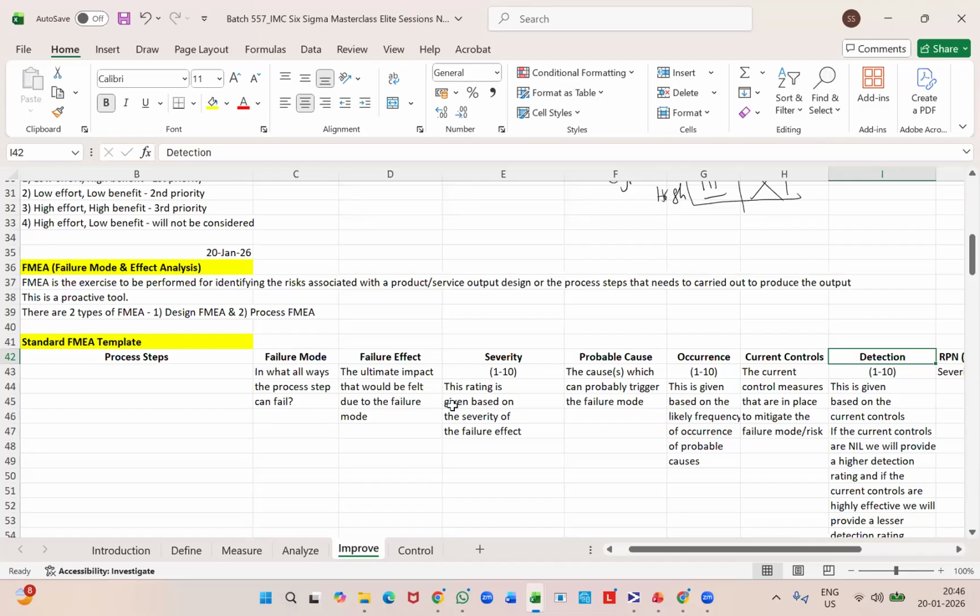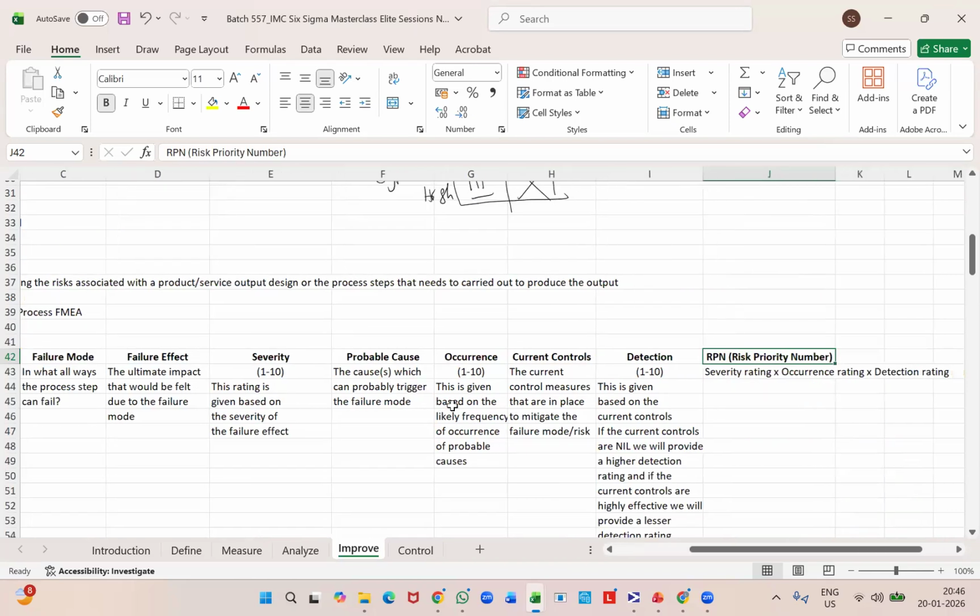Once I have given the severity rating, occurrence rating, and detection rating for a particular process step, I will calculate a metric called RPN. RPN, the full form is risk priority number, can be calculated by simply multiplying the severity rating with the occurrence rating and the detection rating.